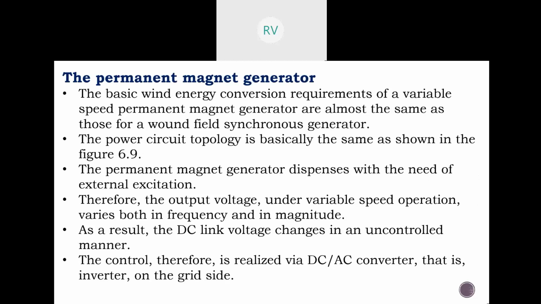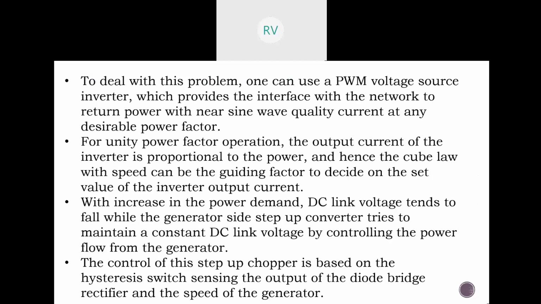Okay. So basically what we are doing is we are trying to make sure that the output and the DC link voltages are being held constant. For that, instead of taking the cage rotor induction generator, we are going for the wound field synchronous generator, where the action of the control will be a little different from what we have seen in the case of the induction generator. That's all. Okay. So the next topic which we will be seeing is the permanent magnet generator.